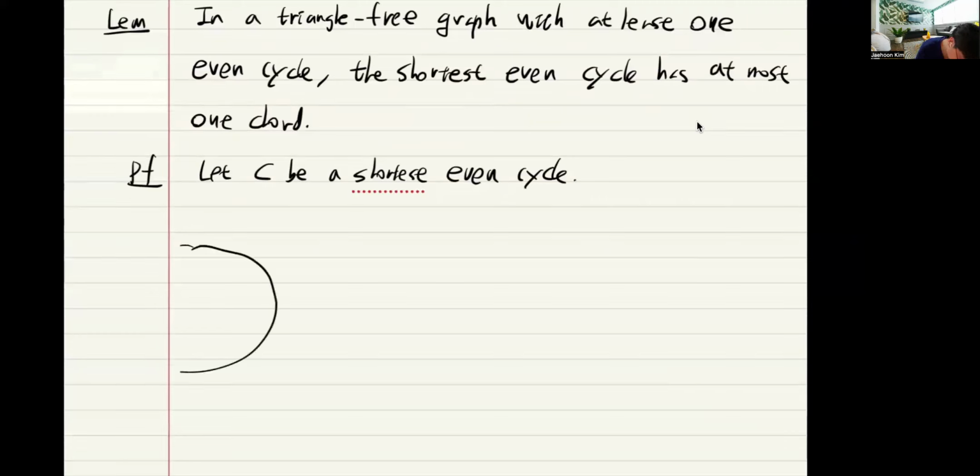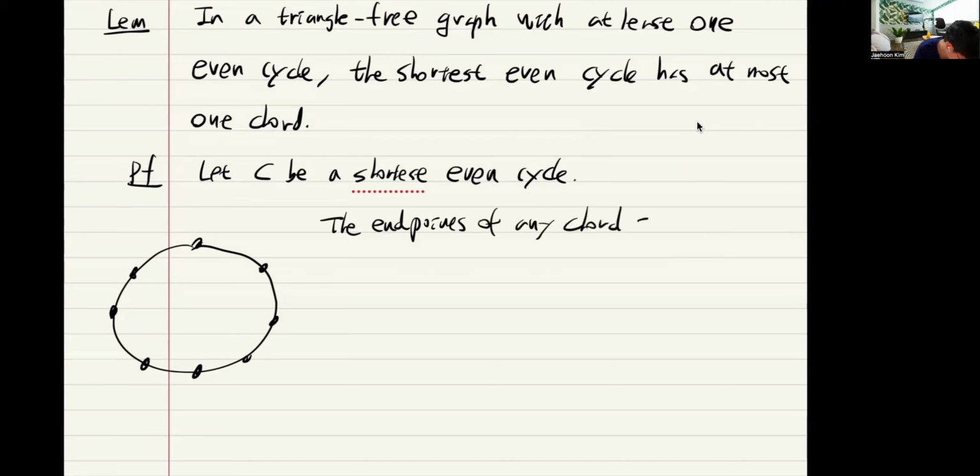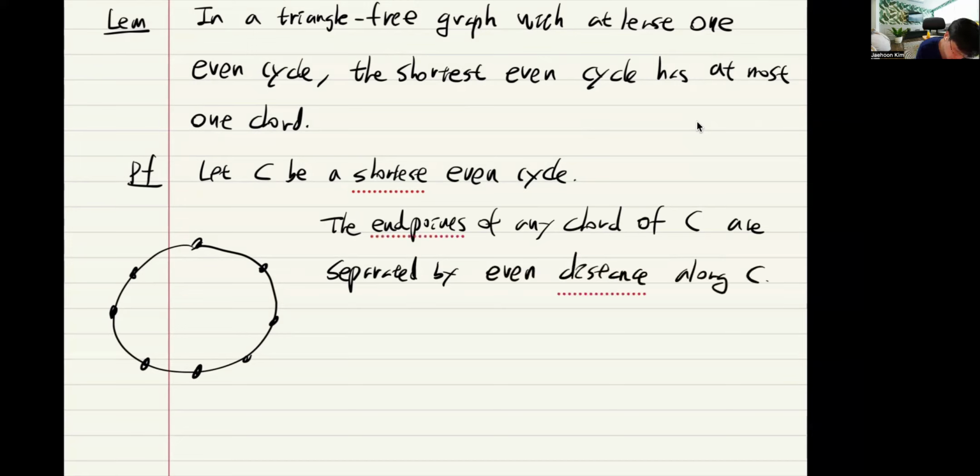Then what happens? This is your C. Then what? If it doesn't have any chord, then you're done. This is an even cycle with zero chords. And if it has chords, the endpoints of any chord of this C are separated by even distance along C. What does it mean?